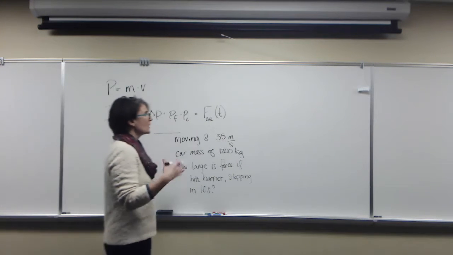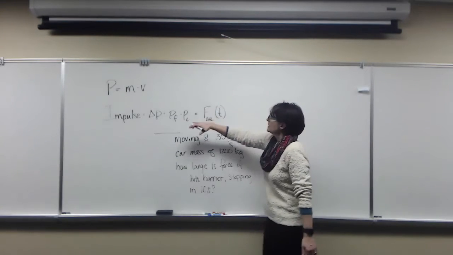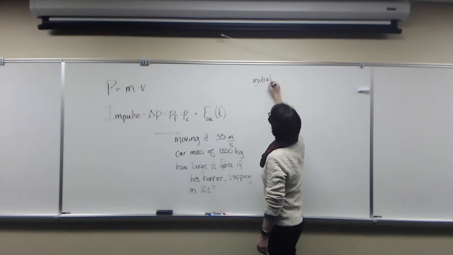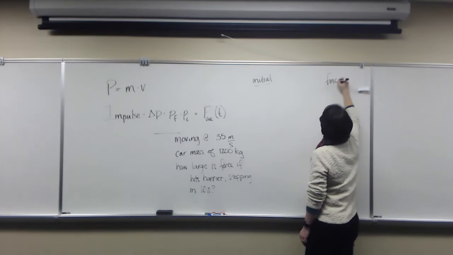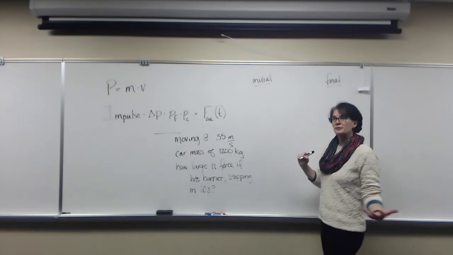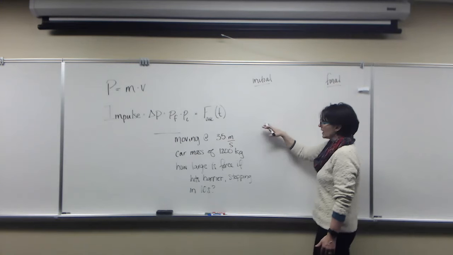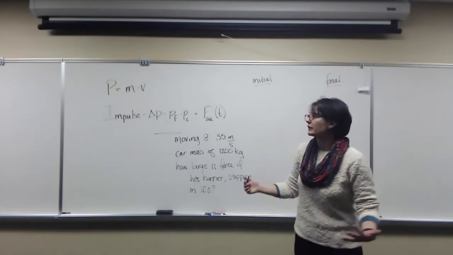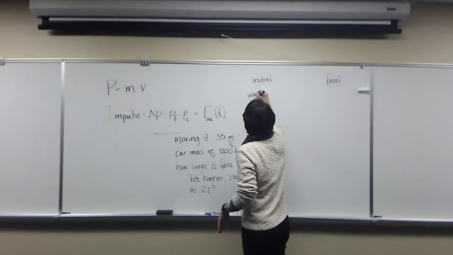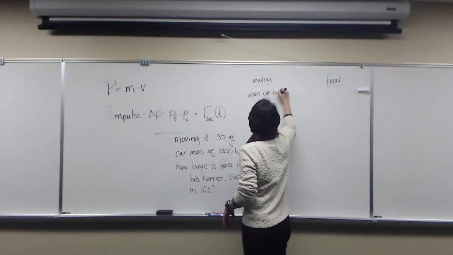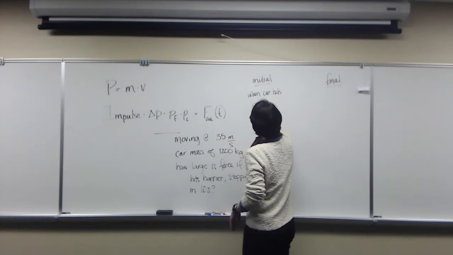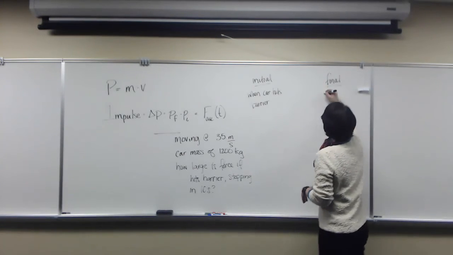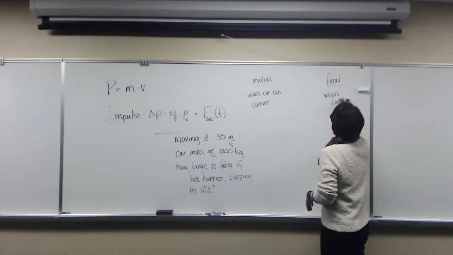So in the impulse, we talked about initial and final momentum. So we have to define what is our initial and what is our final situation. What do we mean by those two? Well, the initial is when the object hits that barrier. So when the car hits the barrier, okay, and the final is when the car stops.